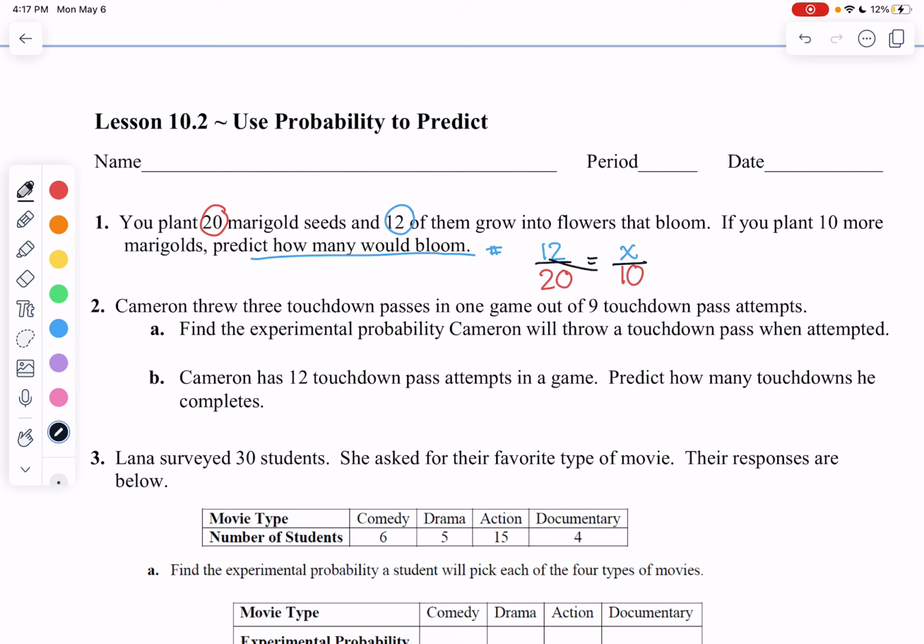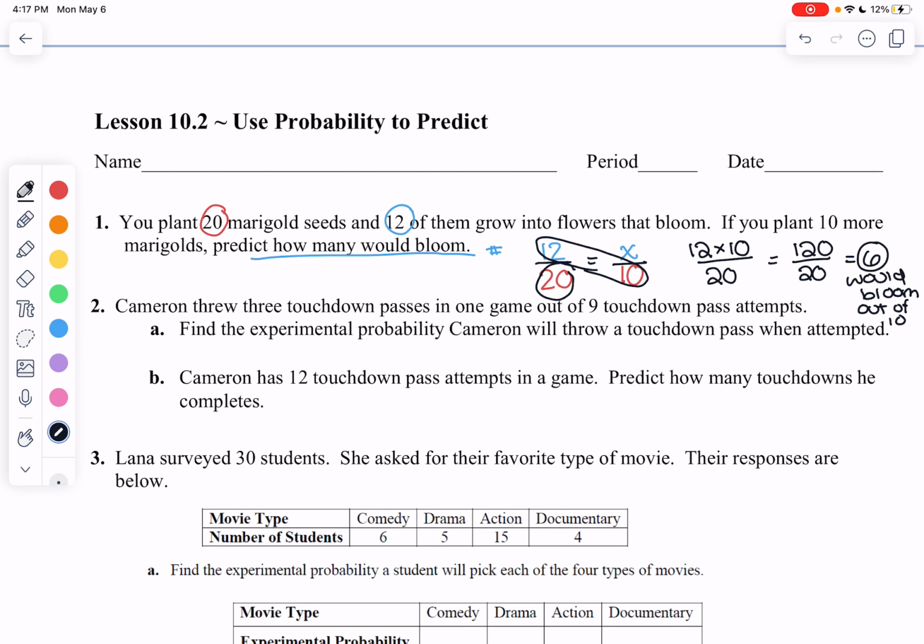I see that this diagonal right here has 2 numbers, so that's where I'm going to multiply 12 times 10, and then we divide by the ball. So 12 times 10 divided by 20 is equal to 12 times 10 is 120 divided by 20 equals 6. Okay, so 6 is my prediction of how many would bloom. 6 would bloom out of 10.